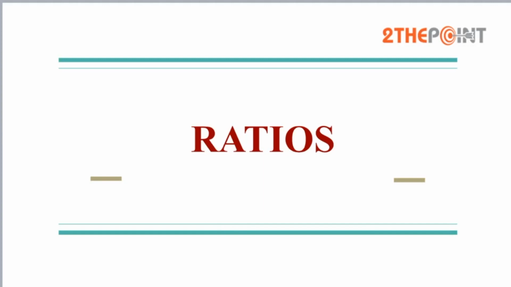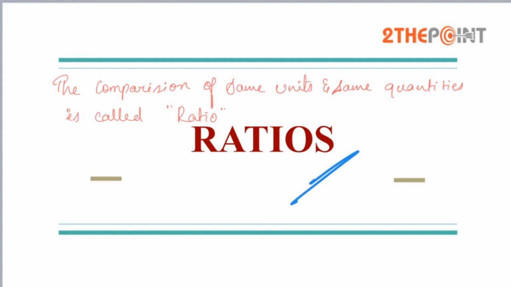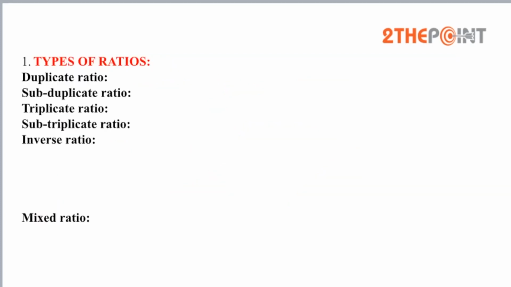Welcome to the session. In this session, we are discussing ratios. What is a ratio? The comparison of same units and same quantities is called a ratio. For example, A is to B is said to be in a ratio, where A is an antecedent and B is a consequent. Now let's discuss the types of ratios.